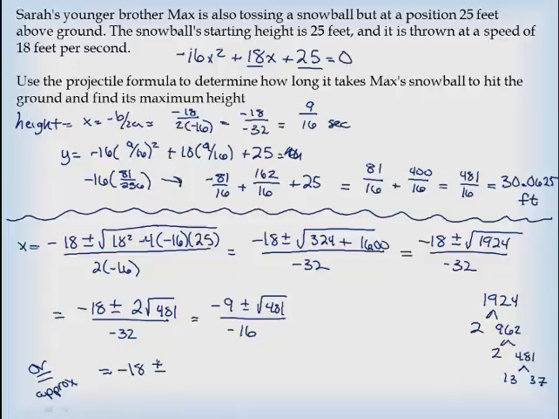And I'm going to go ahead and plug in and take the square root of 1924. And I'm going to get 43.86342, and it keeps going. So I'm going to take negative 18 minus 43.86, and the reason I'm using the minus is because I need a negative up top when I divide by my negative, because time has to be positive. So I'm going to take negative 18 and subtract the 43.863.